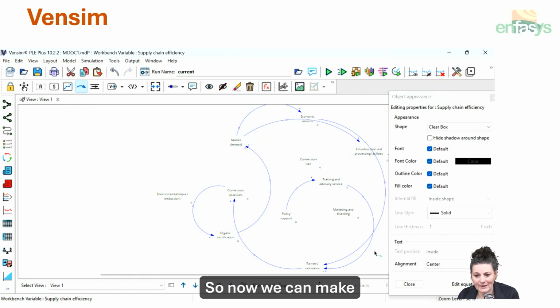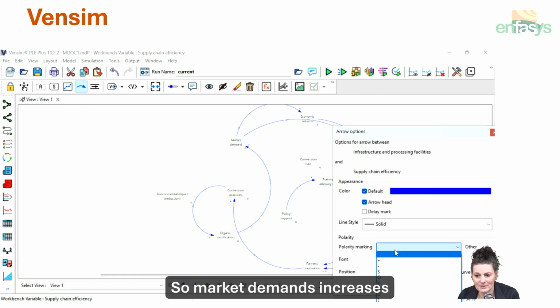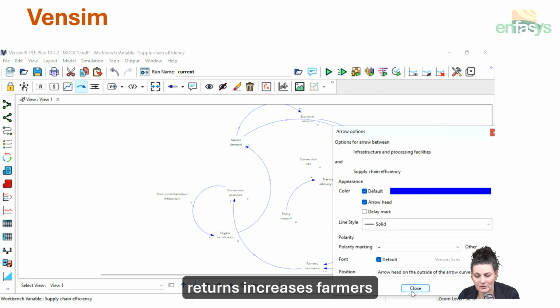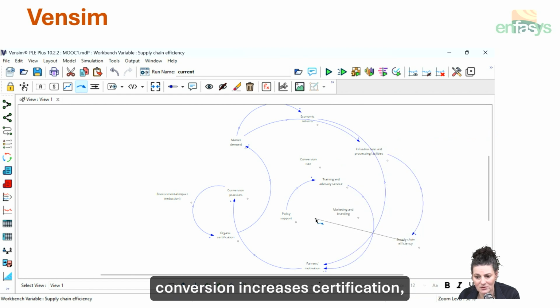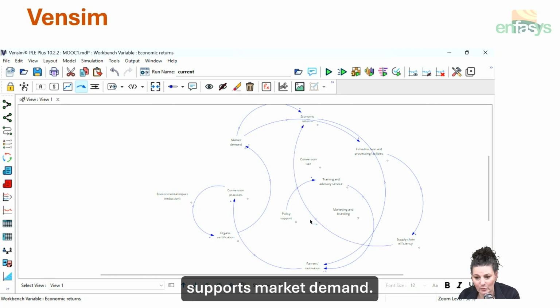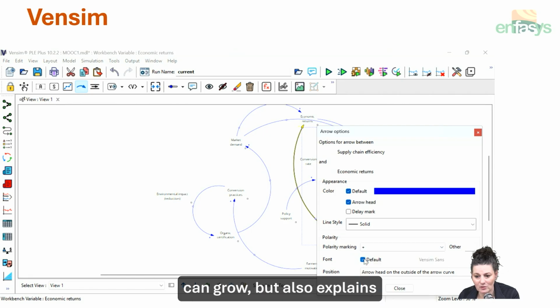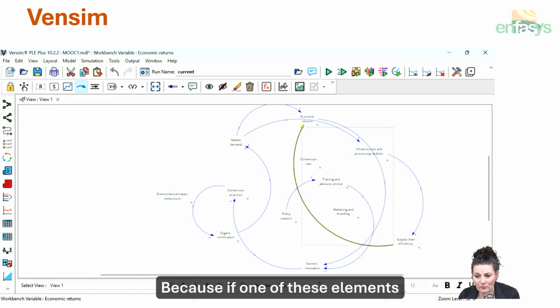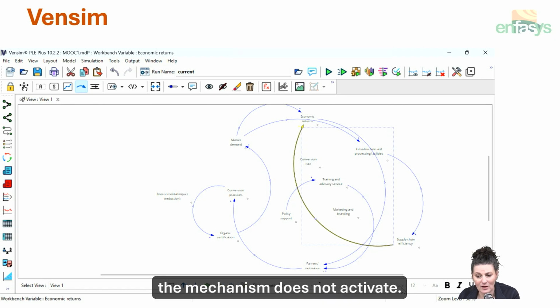So now we can make the reinforcing loop explicit. Market demand increases economic returns, increases farmers' motivation, increases conversion, increases certification, and certification supports market demand. Another reinforcing loop. This loop explains how the system can grow, but also explains why growth may not start, because if one of these elements is missing, the mechanism does not activate.